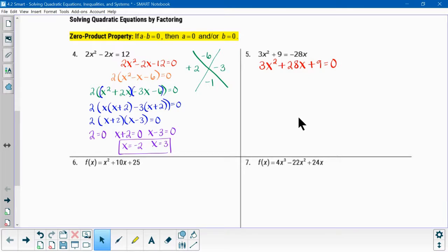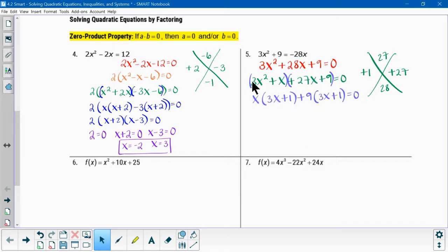So I'm going to go ahead and start by splitting my middle term. I'm going to want it to multiply to be 27, because 9 times 3 is 27, and add to be 28. And the factors that do that are positive 27 and positive 1. So I'm going to rewrite my middle term as plus x plus 27x.